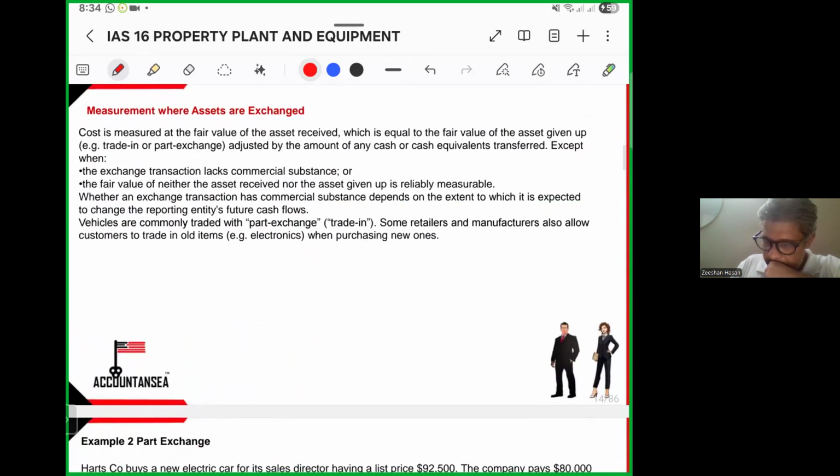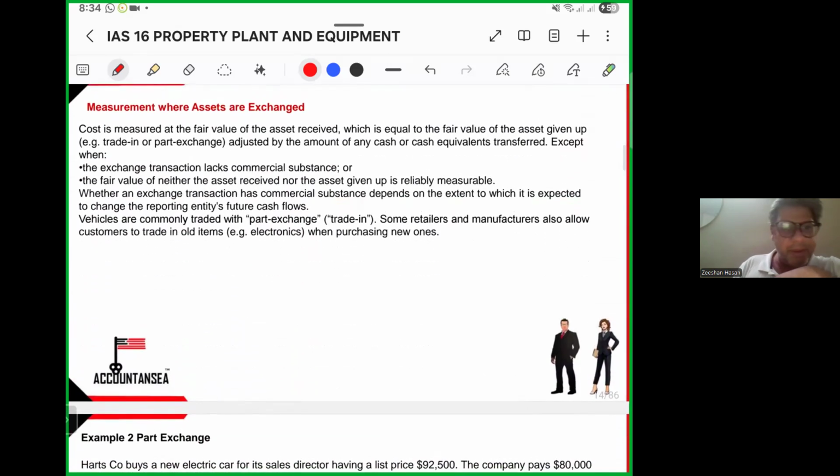Now, as far as the measurements where assets are exchanged with someone, the cost is measured when the asset is exchanged. In that case, the cost is measured as the fair value of the asset received, which is equal to the fair value of the asset given up, for example, a trade-in or part exchange, adjusted by the amount of any cash or cash equivalents transferred, except when the exchange transaction lacks commercial substance.